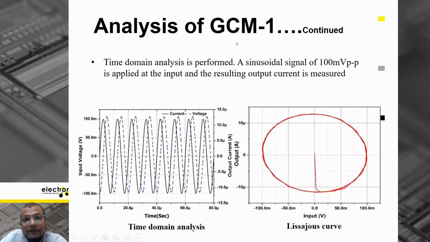The second graph shows the phase response. In the second one, we have done the time domain analysis. In the time domain, a sinusoidal signal of 100 millivolt peak to peak is applied and the resulting output current is measured. There should be a phase difference of 90 degrees, so we have verified it using the time domain or transient analysis. We have also plotted the XY plot or the Lissajous pattern. It verified that the phase is near about 90 degrees between the voltage and the current.